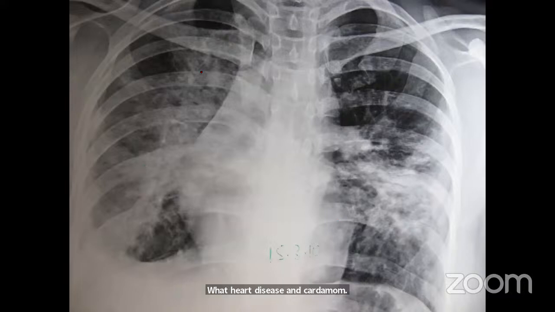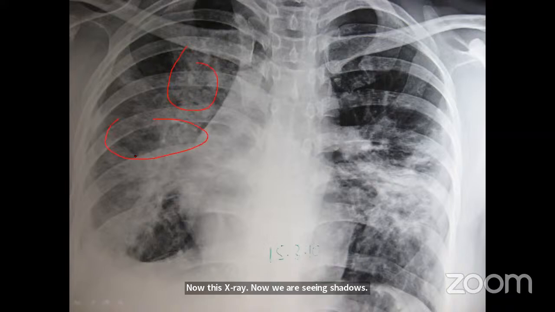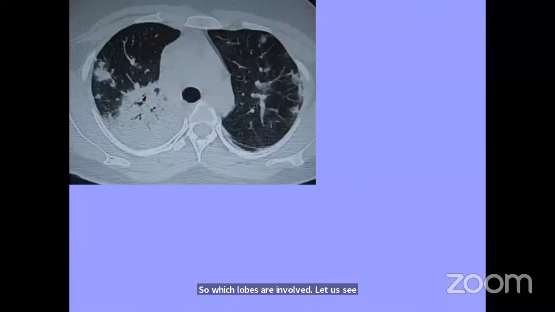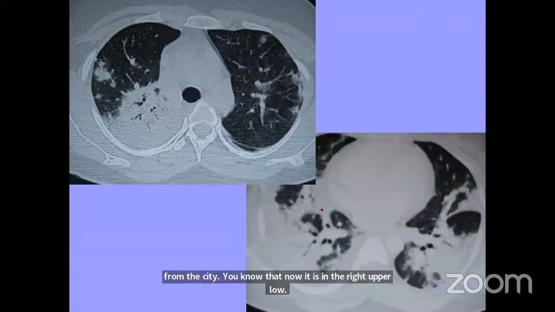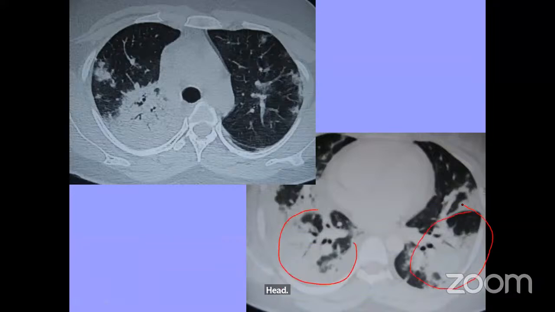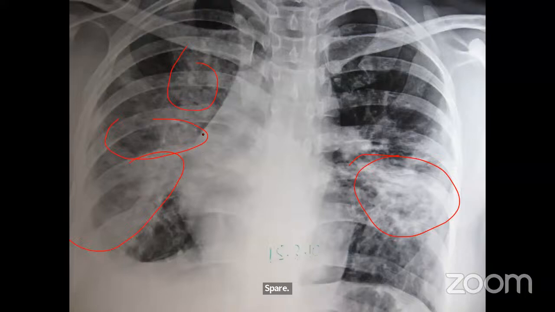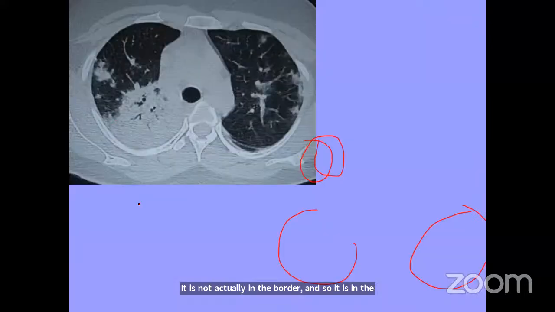Now this X-ray. We are seeing shadows in the upper zone, mid zone, lower zone, and here again in the mid zone and lower zone. So which lobes are involved? Let us see. From the CT, you know that it is in the right upper lobe, right lower lobe and left lower lobe. The right middle lobe is spared. As you can see, here you are able to see the border of the heart. So although this shadow is here, it is not in continuation with the border, and so it is in the right lower lobe and not in the right middle lobe.